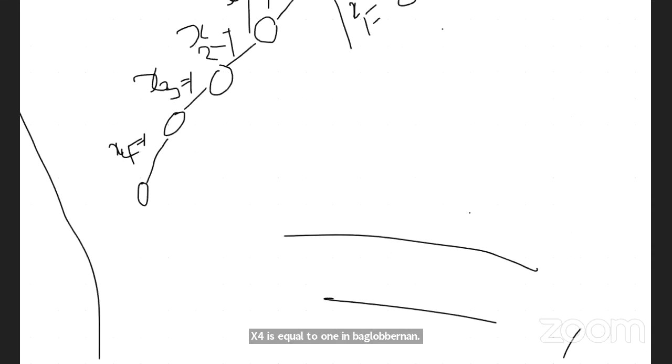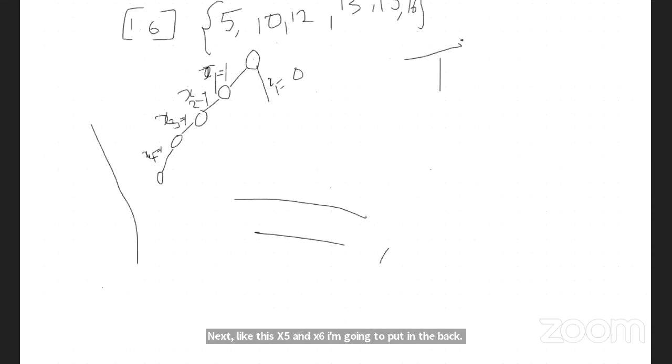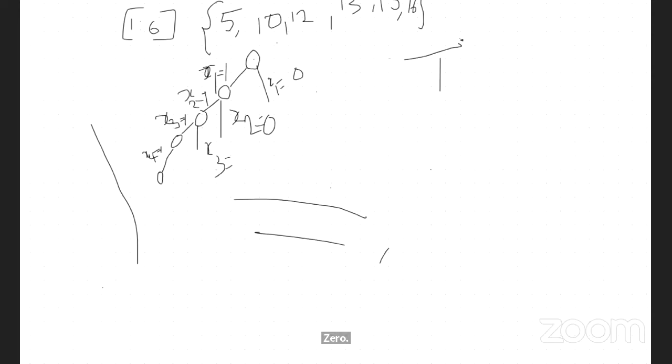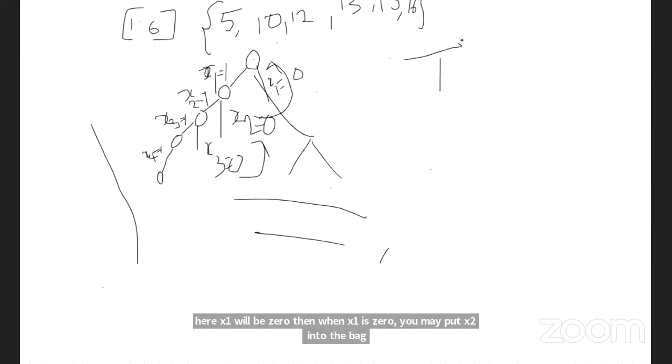Right? Next, what will I do? If I do not put, what will happen? You're going to get x2 is equal to 0. Like this, you are going to get x3 is equal to 0. So how do we do this now? We do it like this. Now I don't want this possibility, so we backtrack. It changes here. So here x1 will be 0. Then when x1 is 0, you may put x2 into the bag or you may not put x2 into the bag. Clear? So let us go to one problem.